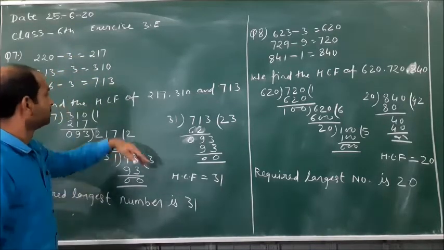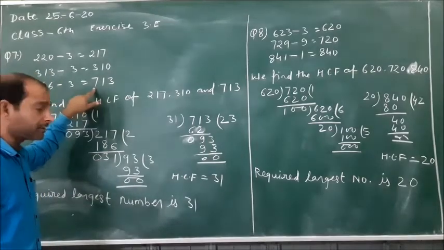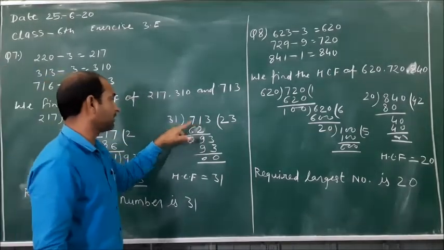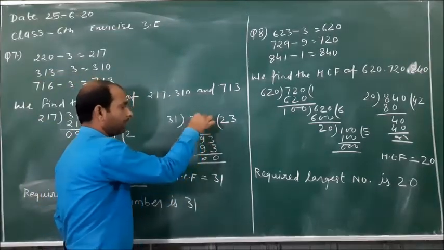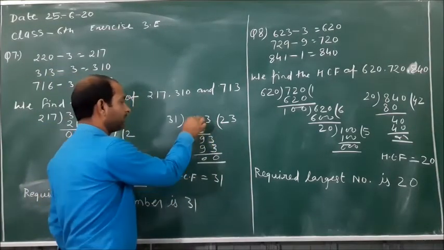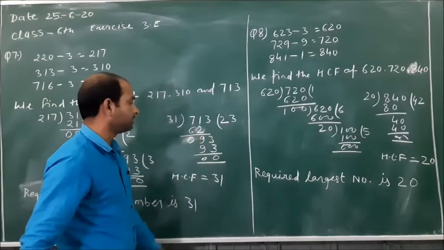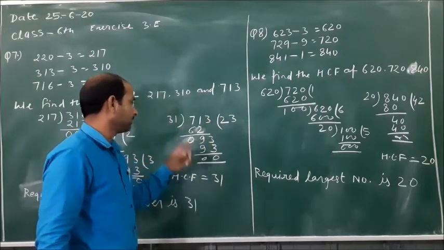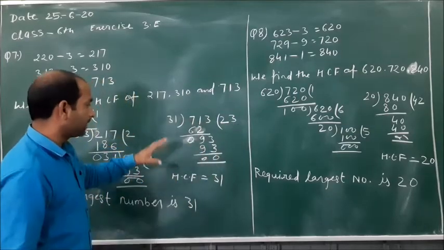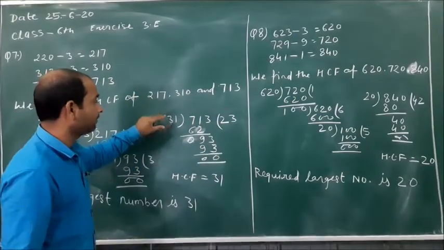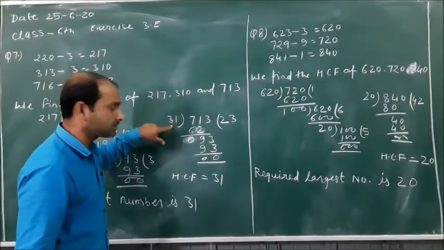Now the third number is 713. So 713 divided by 31. 31 times 2 is 62. 11 minus 2 equals 9, 6 minus 6 equals 0. Now 3 comes down, 93. 31 times 3 is 93. Means we read the table of 31 the last time. So this is the HCF.